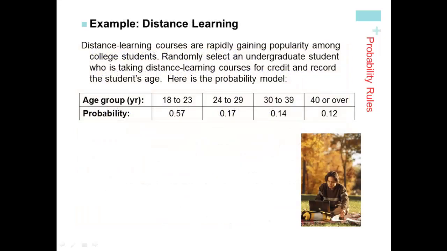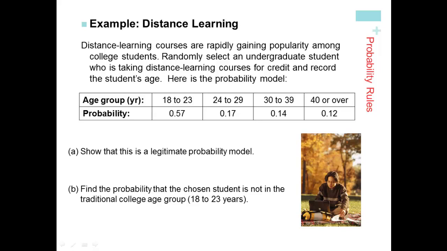Distance learning courses are rapidly gaining popularity among college students. Randomly select an undergraduate student who is taking distance learning courses for credit and record the student's age. Here is a probability model. You can see my age groups are 18 to 23, 24 to 29, 30 to 39, and 40 and over. A, I want to show that this is a legitimate probability model. And B, I want to find the probability that a chosen student is not in the traditional college age group between 18 and 23 years old.